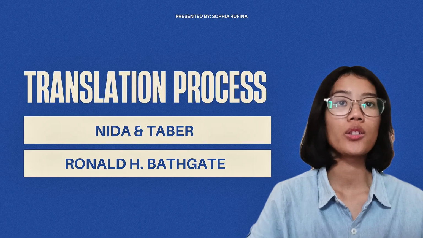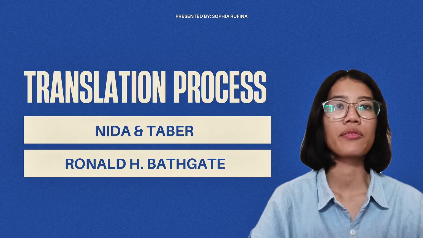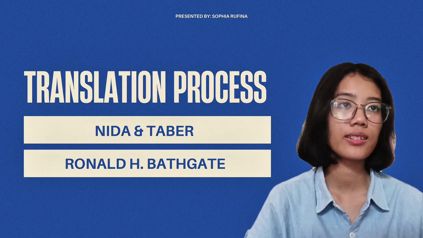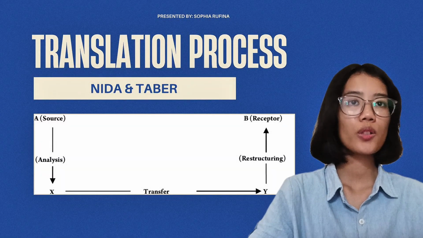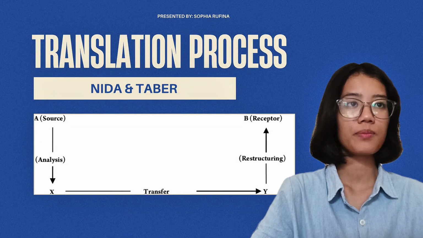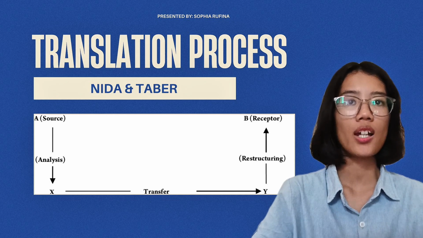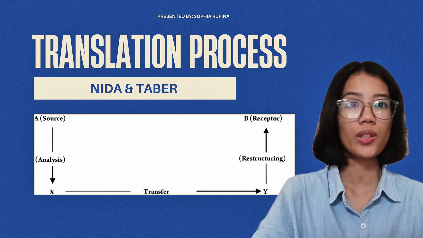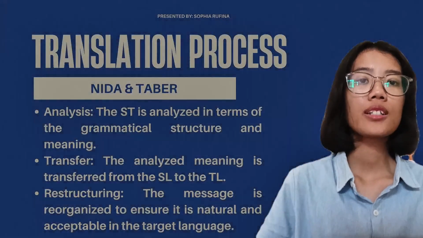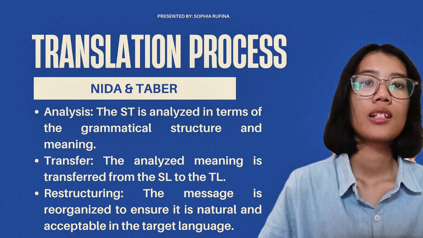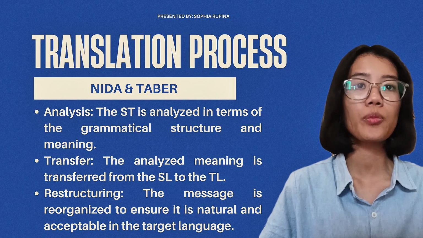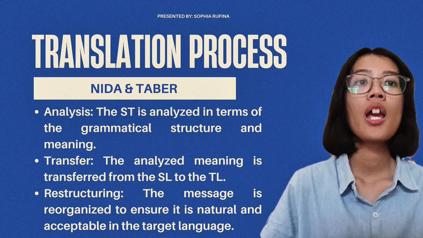Now let's move on to the second part of our discussion, the translation process. First, let's look at Nida and Taber's model. As you can see in the diagram on the slide, they propose a 3-step process. The first step is analysis. This is where the source text is analyzed in terms of the grammatical structure and meaning.